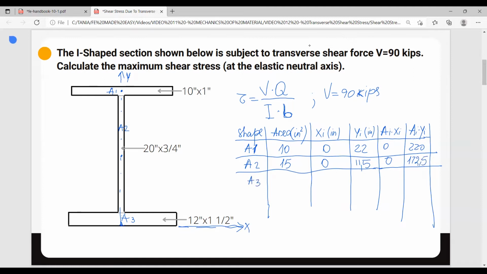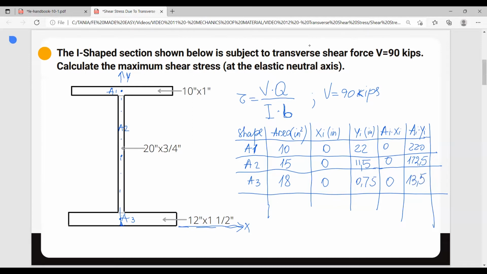Area number 3, okay, is 12 times 1.5, which is 18. The X component is 0. The Y component is 1.5 divided by 2, because we're going from the centroid of this rectangle here to the bottom of our chosen datum. So this is going to be 3/4, or 0.75. Again, this product is 0, and then here we have 13.5.